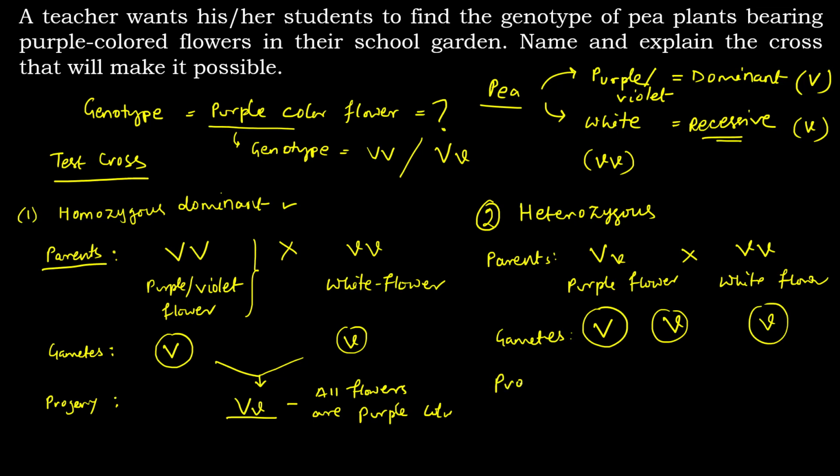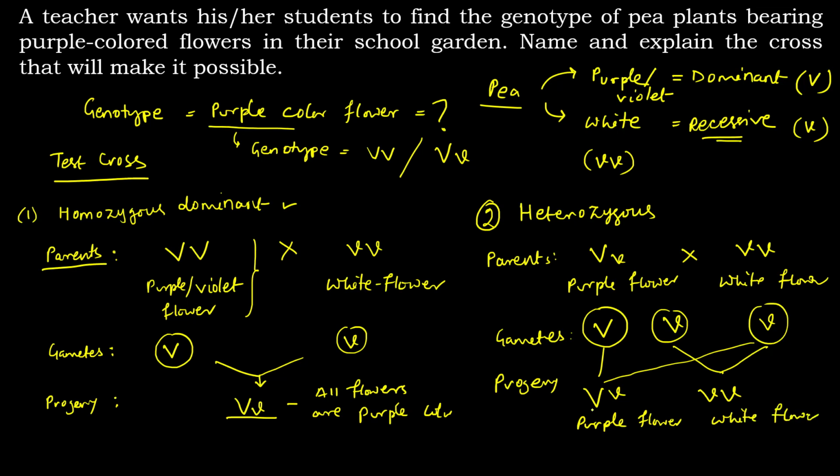So the progeny, what will we get? We will get capital V, small v, then this can go with this, so small v, small v. That is, we are getting 50% of the flowers that are purple, and the remaining 50% white flower. Or we can say 1:1. So here it is 50% and 50%, or we can say 1:1.